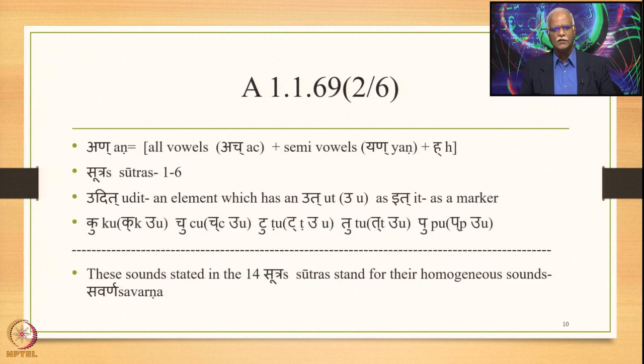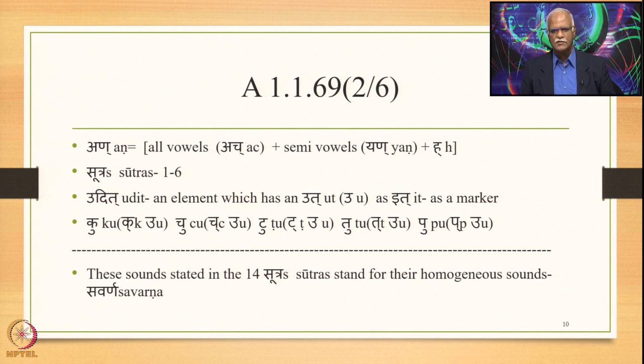So, what are the homogeneous sounds? Let us study that. But before that, let us study what is An and what is Udit. An stands for all vowels, also denoted by the term ach, semi-vowels, which can be denoted by the term yan, and the consonant ha. These sounds are stated from Sutra 1 to 6. All of them are referred to as an.